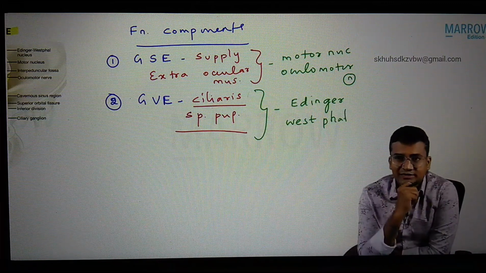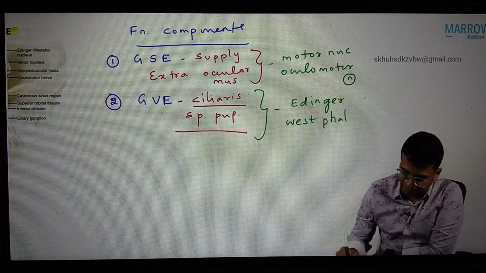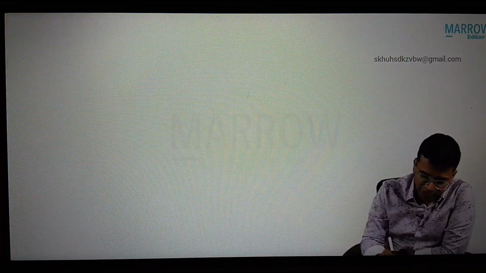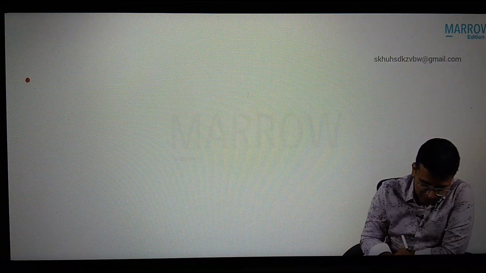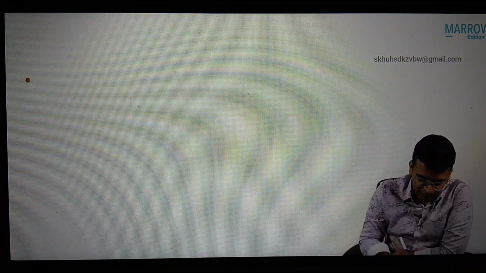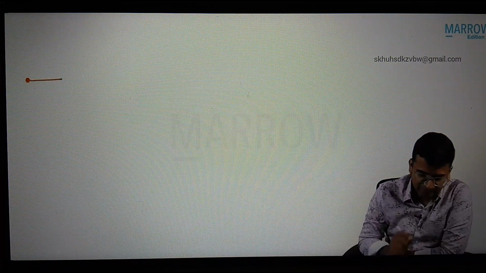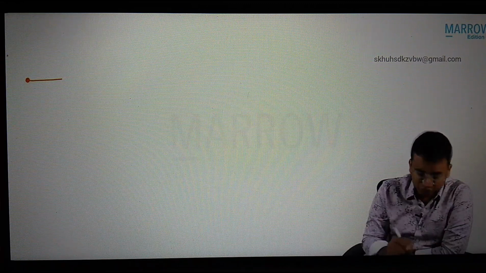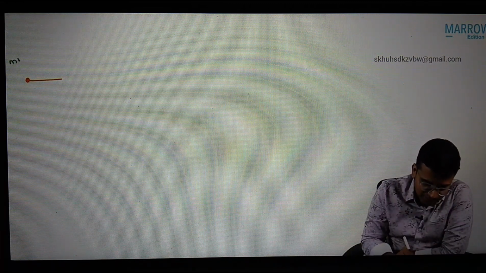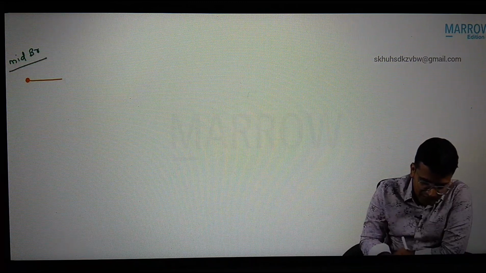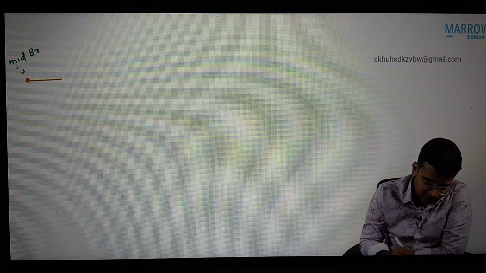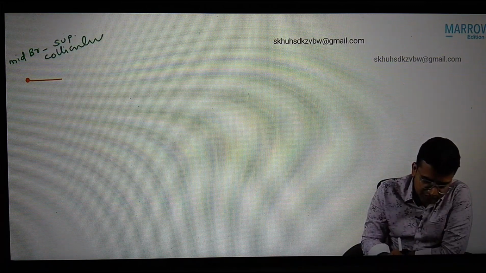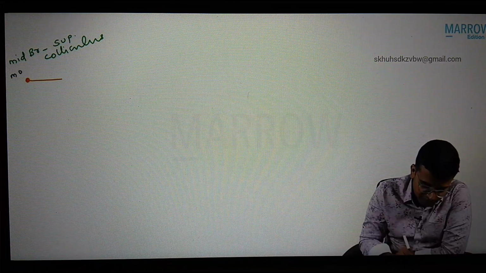Okay, right. So now we're going to trace the course of the oculomotor nerve and then we see the diagram. Yes, this is the motor nucleus of the oculomotor nerve. From here, the third nerve will carry the fiber. The oculomotor nucleus is present in the midbrain at the level of the superior colliculus. Now this is the motor nucleus of the third nerve.